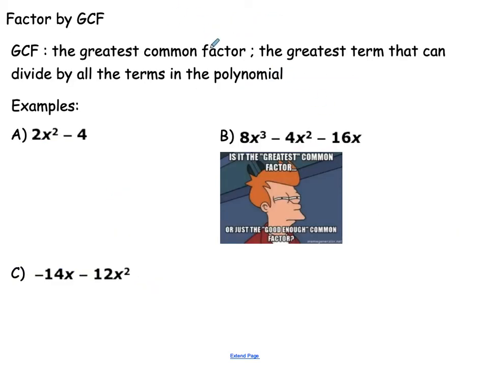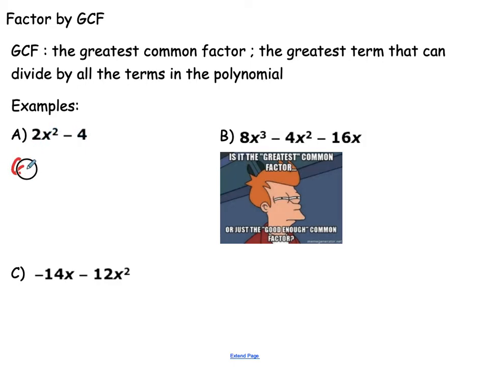So we do this process called factor by GCF, right? GCF is the greatest common factor. It is the greatest term that you can divide all the terms by in the polynomial. Polynomial means multiple terms. Okay, so in this case, in letter A, we have 2x squared minus 4. To identify the GCF, you have to identify the greatest common factor. What is the number or variable or term that could divide both terms of 2x squared minus 4?